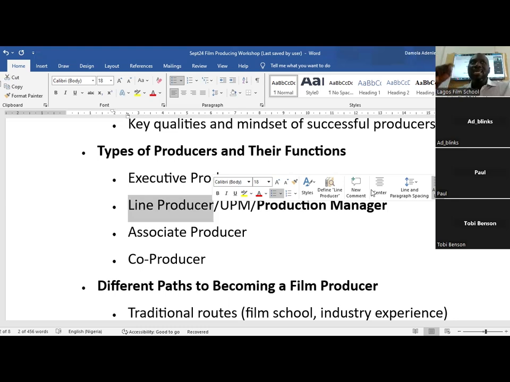The line producer is the eyes and legs of the producer on the day of the shoot on set. He is responsible for the day-to-day running, which is a subset of what the producer does. But of course, on a smaller budget production, the producer can do all of this by himself, or just engage a production manager, which is what most of our films are like.